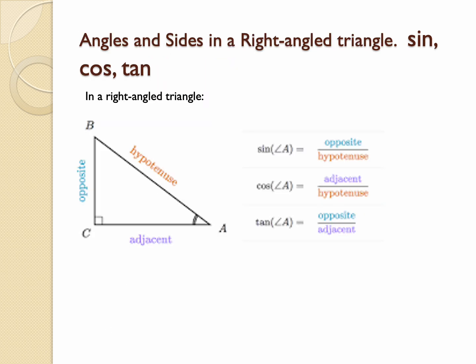Now, for a right angle triangle, we can also define certain other rules as well. So we can work out the ratios of the sides of a right angle triangle. And we have special names for these ratios. For example, sine of angle A equals the ratio of opposite and hypotenuse. Similarly, cosine or cos of angle A equals ratio of adjacent and hypotenuse. Similarly, tangent or tan of angle A equals the ratio of opposite and adjacent.